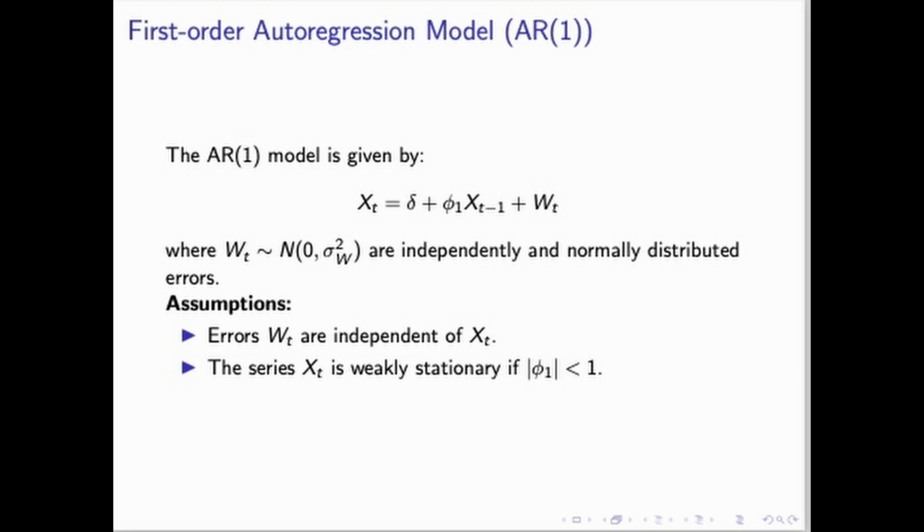Next, we're looking at the AR(1) model, given by x_t equal to a constant delta plus phi1 times x_{t-1}, which is the past value of x_t, plus w_t. The w_t are independently and normally distributed errors with a mean equal to 0 and a constant variance sigma squared w. We also have 2 more assumptions regarding this series. Errors w_t are independent of x_t. The series x_t is weakly stationary if the absolute value of phi1 is less than 1.